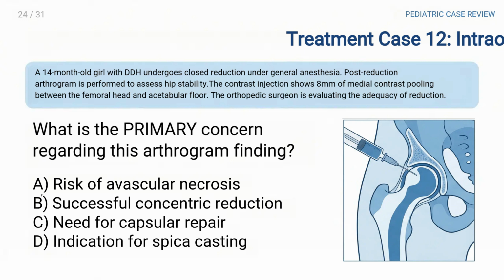Option A, risk of avascular necrosis. Option B, successful concentric reduction. Option C, need for capsular repair. Option D, indication for spica casting.